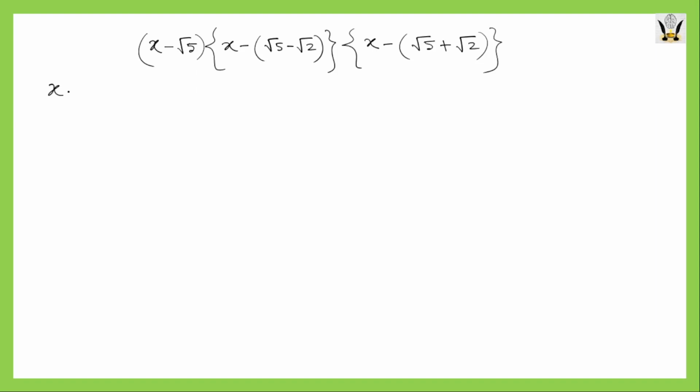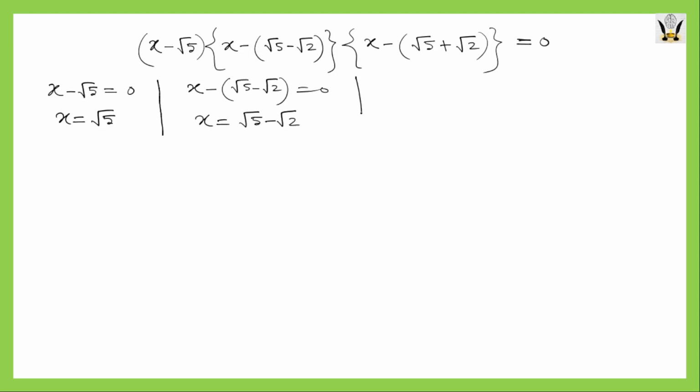So here the first factor is x minus root 5, but we need to find all the zeros of that cubic polynomial, meaning the values of x for which that given polynomial will become 0. So if we consider that cubic polynomial as a cubic equation in x, then the roots of that equation will be the zeros of that cubic polynomial. So x minus root 5 will be 0, so from here x will be root 5. This is one of the zeros, or one of the roots, of this equation. And then the next factor is x minus root 5 minus root 2, and that will be equal to 0. That means x will be root 5 minus root 2.